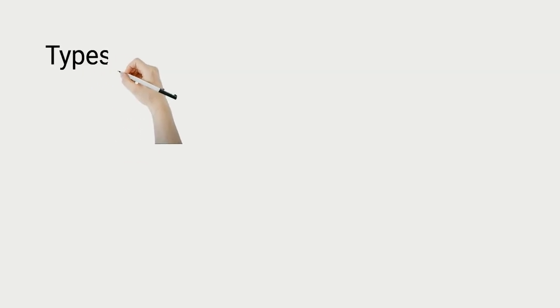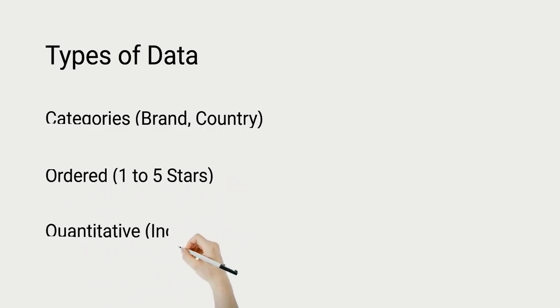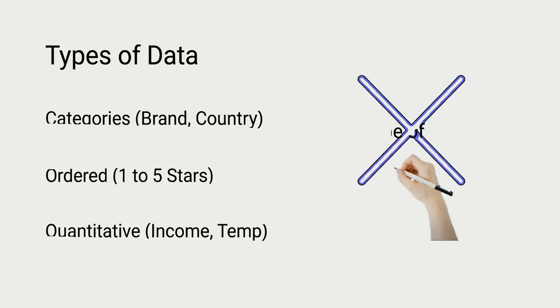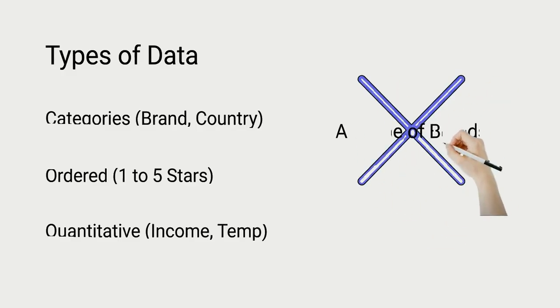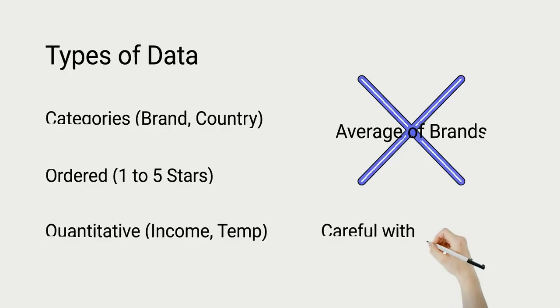Once you know what is being measured, identify the kind of data. Some variables are categories, like country or brand. Some are ordered ratings, like 1 to 5 stars. Some are truly quantitative, like income or temperature. This matters because not all comparisons are valid. You can average incomes, but averaging categories makes no sense. You can compare proportions across groups, but you should be careful about comparing raw totals.